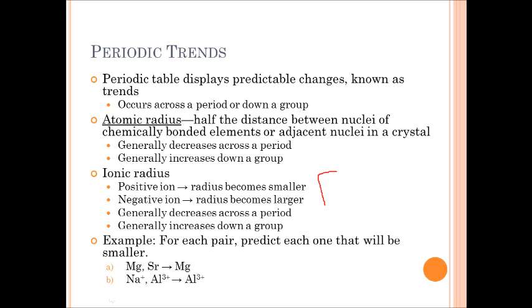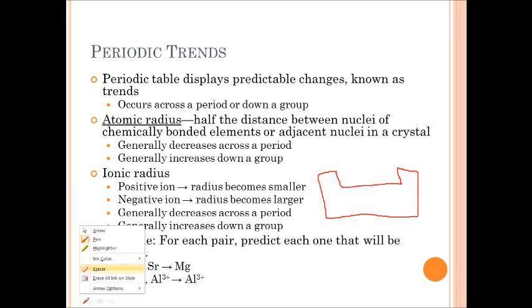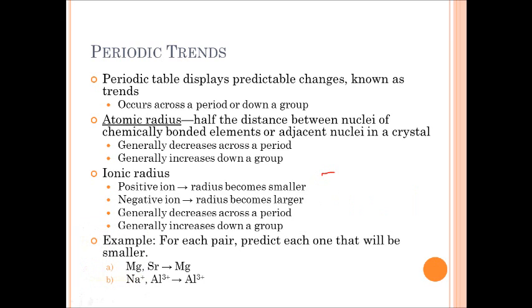If you look at your periodic table, a really crude periodic table. Up until, actually, let me redraw that. Okay, that's a little bit better. Up until about group 14. So we're going to draw it right there. Okay, for a positive ion, it's going to decrease as you get to group 14.